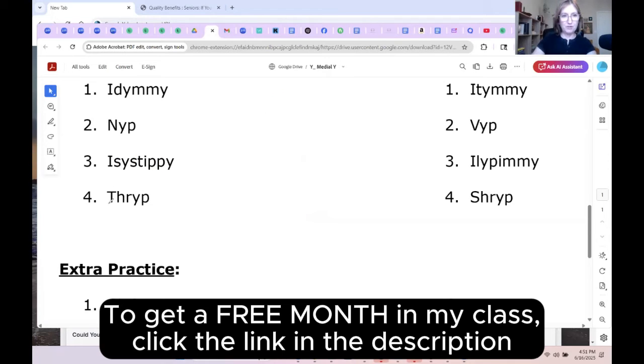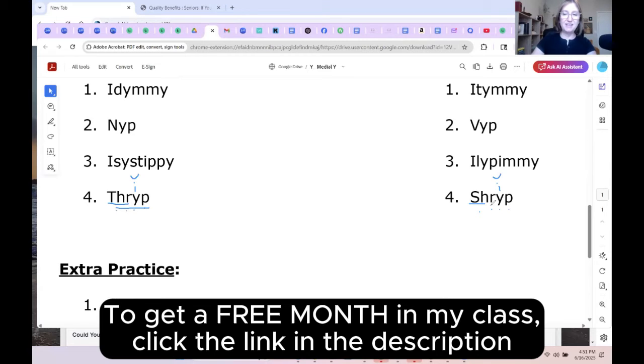All right, number 4. So here we have a digraph blend, THR, with a Y that's saying I here because of the tab 2 rule. So we have thrip, thrip, thrip. So what would yours say over here? Are you having fun? Is this fun?